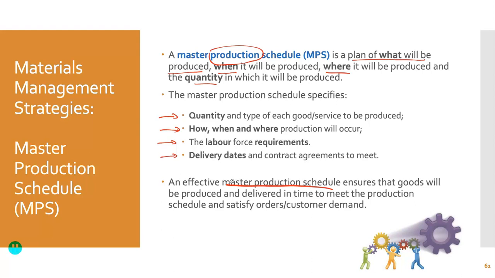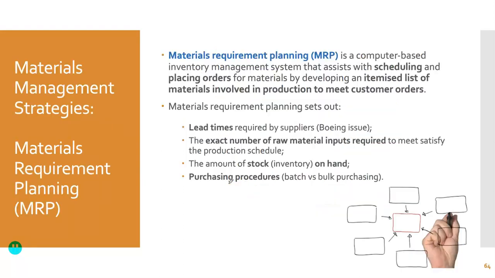Now, this is the first step, because knowing what we're going to produce means we then have to manage all the inputs and all the processes to get that production done. And this is where materials requirement planning comes in. Materials requirement planning is when we use computer-based inventory management systems to assist with the scheduling and placing of the orders for the materials required to make the production.